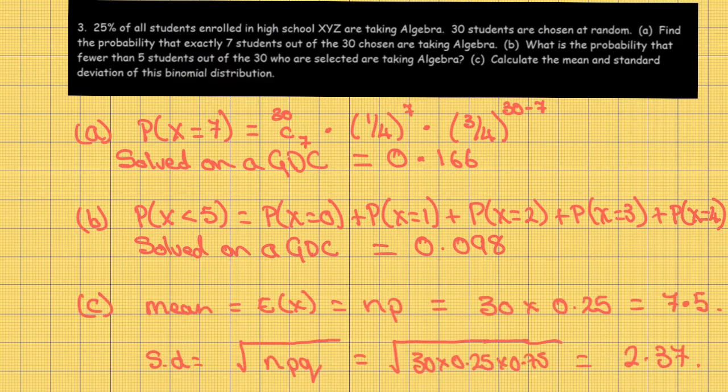C. The mean is equal to the expected value, which is equal to n times p, which is equal to 30 times 0.25, which is equal to 7.5. The standard deviation is equal to the square root of npq, which is equal to the square root of 30 times 0.25 times 0.75, which equals 2.37.